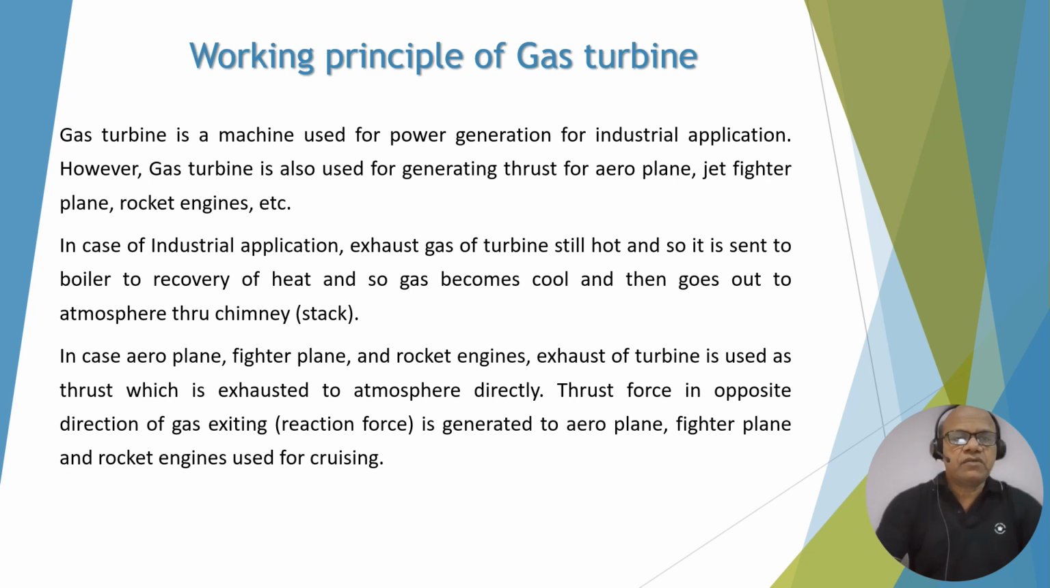In case of industrial application, the exhaust gas of the turbine is still hot and so it is sent to boiler for recovery of heat, and so gas becomes cool and then goes out to atmosphere through chimney or a stack. In case of aeroplane or fighter plane or rocket engine, exhaust of turbine is used as a thrust which is exhausted to atmosphere directly. Thrust force in the opposite direction of gas exiting is generated for aeroplane or jet fighter planes, which is used for cruising these equipments.